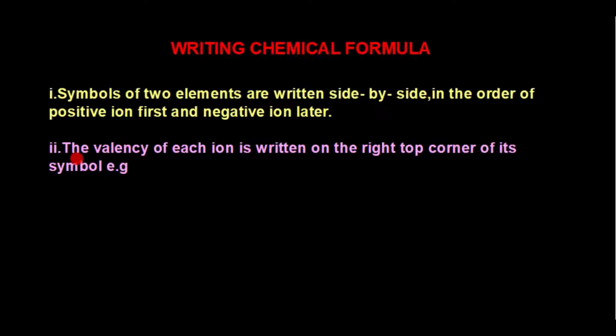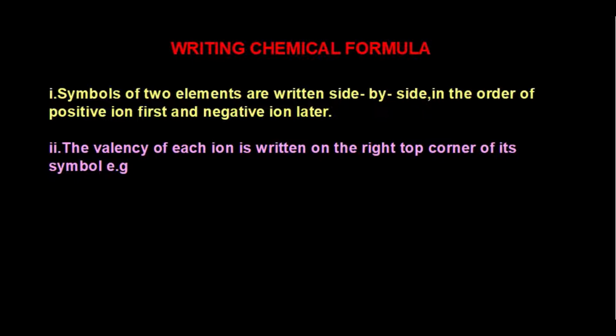The second step is: the valency of each ion is written on the top right corner of its symbol. It means the valency of each ion is written as superscript. We will understand this step with the help of an example.